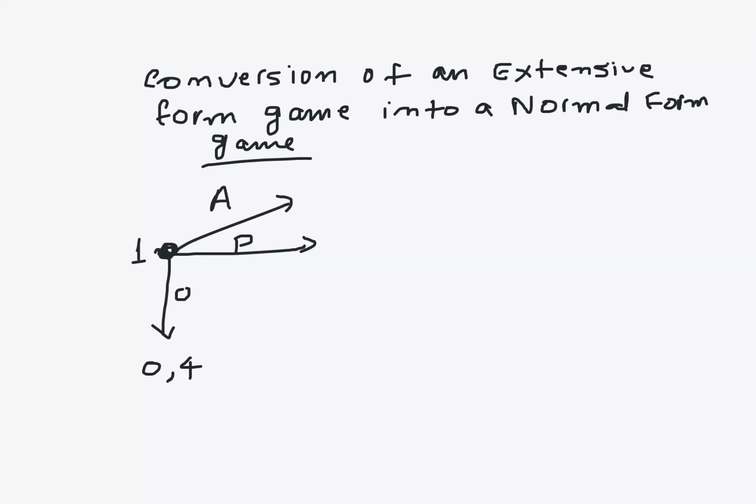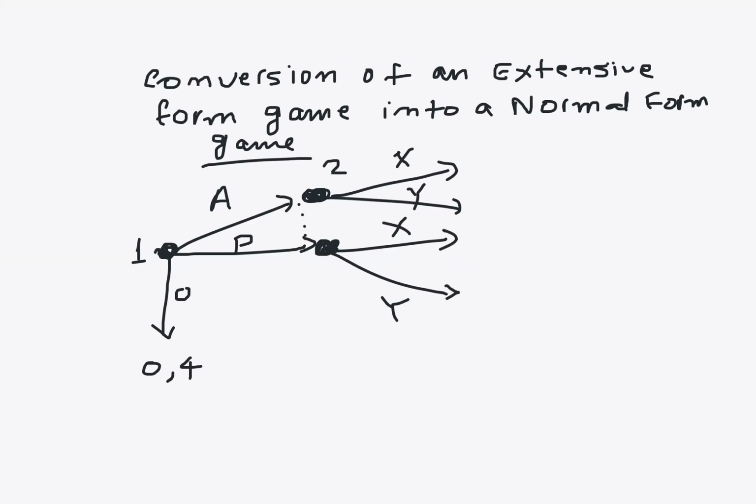And if player 1 moves A or B, then player 2 gets to play the game, but player 2 doesn't know what player 1 had chosen, A or B. So in that case, player 2 has 2 strategies to play the game, X or Y. So the payoffs are 3 and 3, 4 and 2, 2 and 4, and here 2 and 2. So this is the game we have.